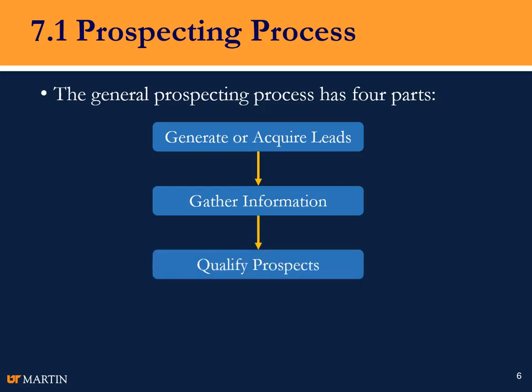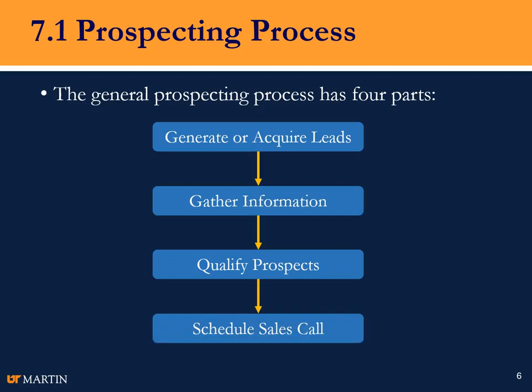The next thing you're going to do is qualify the prospect. This is where you're going to determine whether they have the budget, the need, and the real likelihood of making a purchase. And then once you've decided that they are a good qualified prospect, you're going to schedule the sales call. This is what happens in the prospecting process. The gathering information, qualifying, and scheduling section all happen together. The generation of leads happens prior to all of that. And you might gather some information while you're acquiring leads as well, depending on how established your leads are.